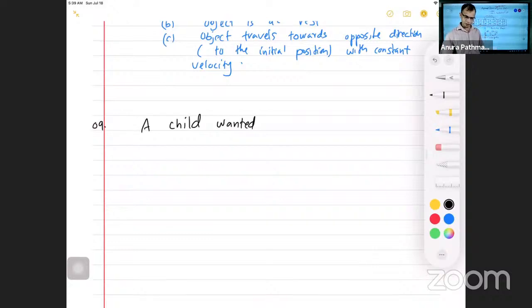A child wanted to depict the motion of an object.